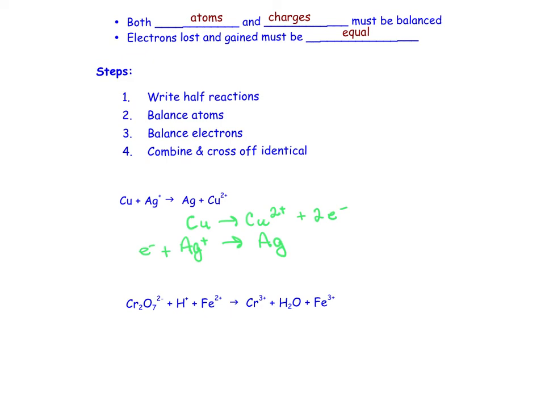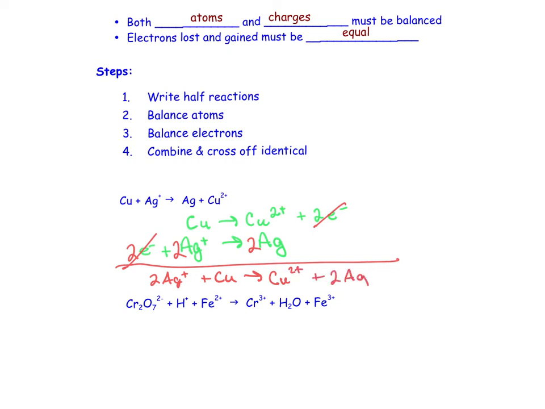Step 3, balance the electrons. So to do that, I'm going to multiply everything in the second half reaction by 2. Then the electrons get crossed off because they're the same on both sides. And I have 2 silver ions and a copper atom, forming a copper 2+ ion and 2 silver atoms. The key here is that the number of electrons lost and the number of electrons gained have to be the same.